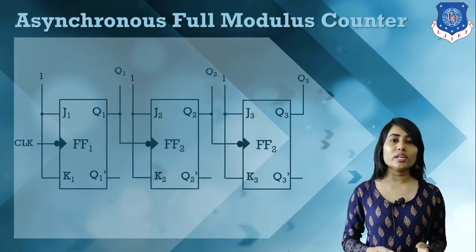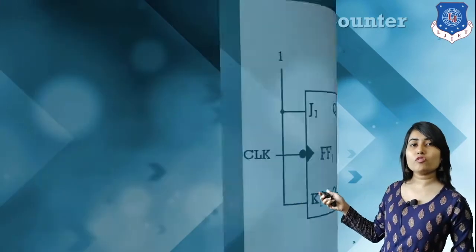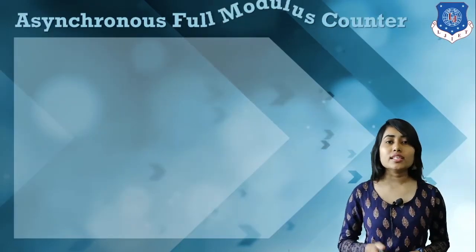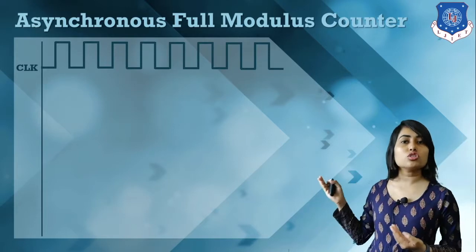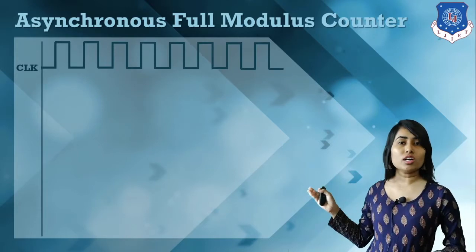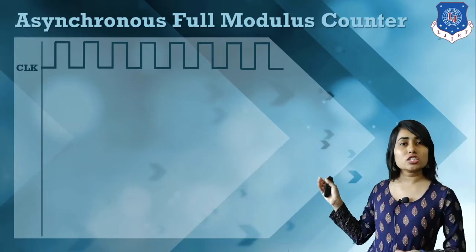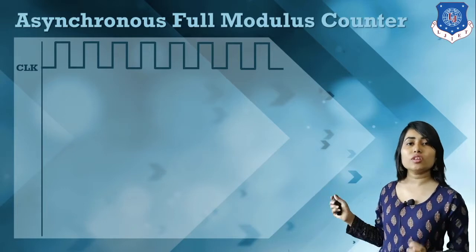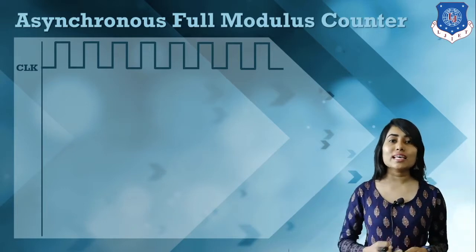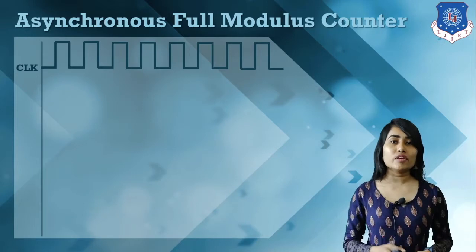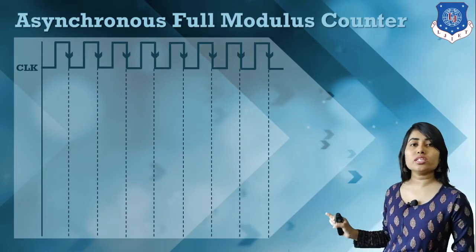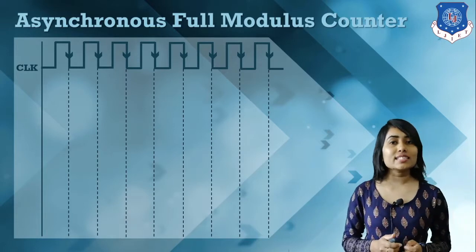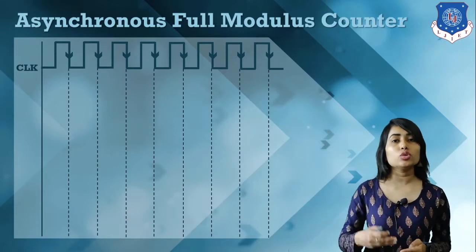So how will it work? Here we have the waveform characteristics for this asynchronous mod 8 counter. Initially we have a clock, and the first flip-flop will work with this clock. For this clock we have to mention a negative edge trigger flip-flop, because in the logic diagram we use negative edge trigger flip-flops. Let's calculate Q1, Q2, Q3 one by one.